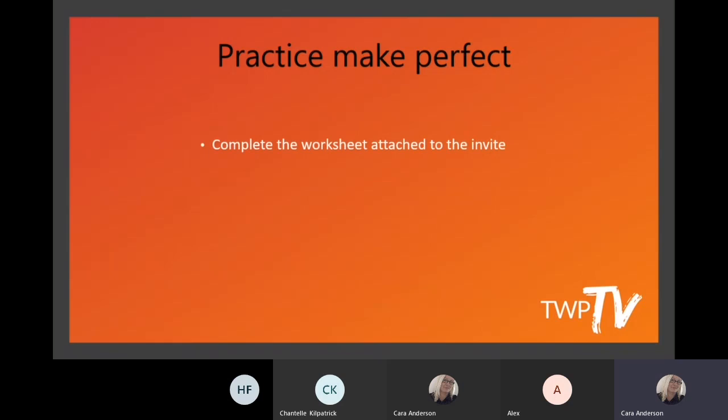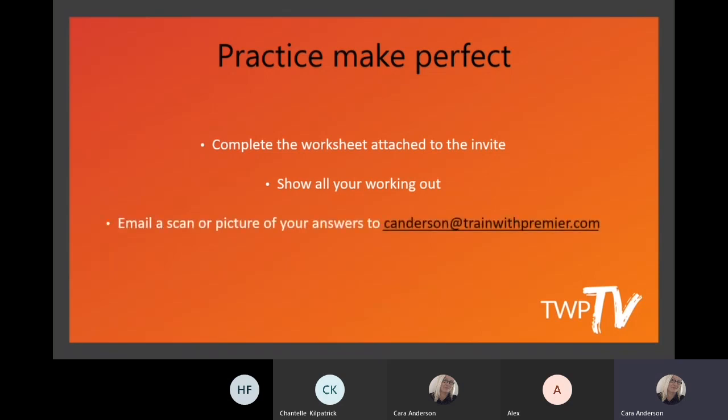I have attached a worksheet to the invite, and it's literally just practicing all of those aspects that we've gone through today. So just remember which way you're converting. Are you dividing? Are you multiplying? And are you going by 10, 100 or 1,000? Make sure you show all your working out. If it helps you, write on the sheet, divide by 100, times by 1,000, whatever it is that you're doing, and then email me a picture or a scanned copy of the work that you do.